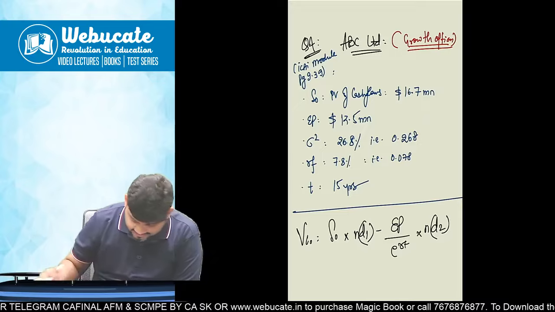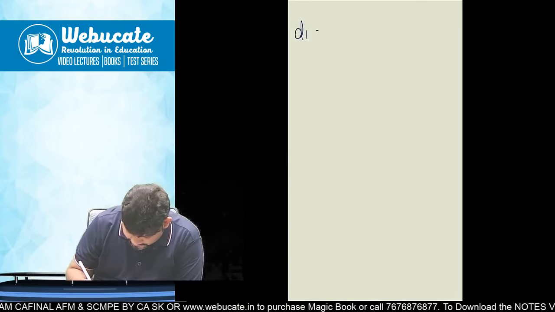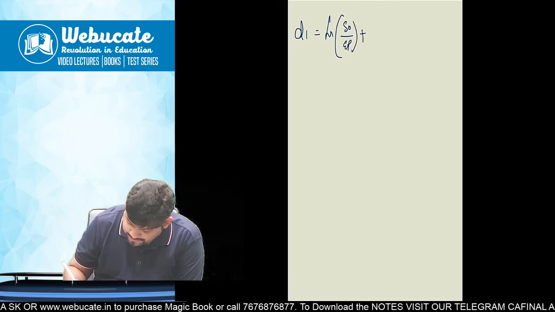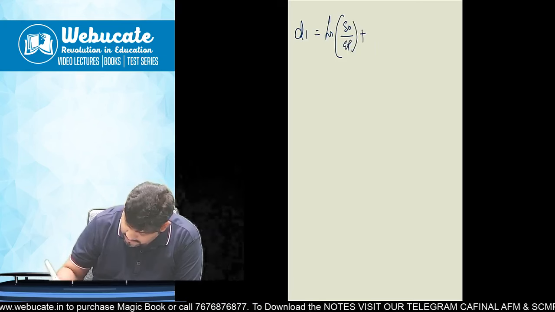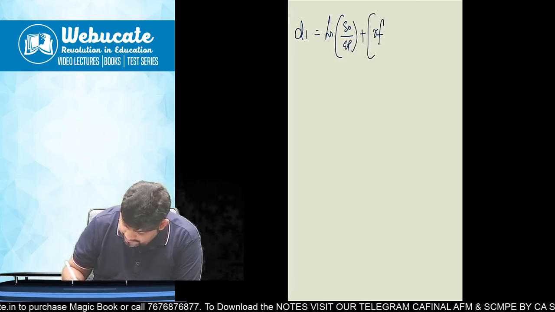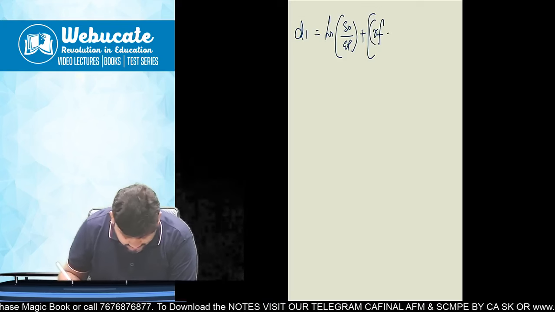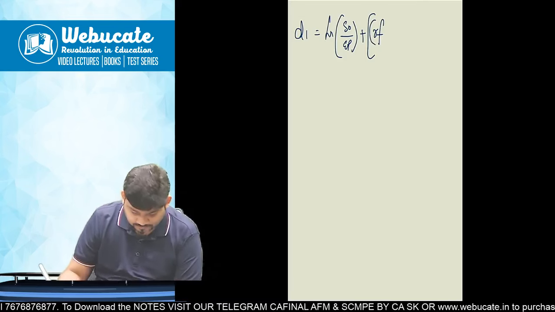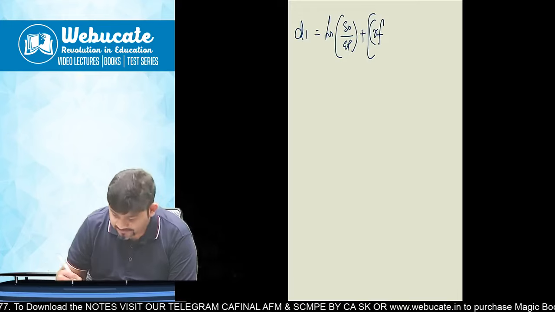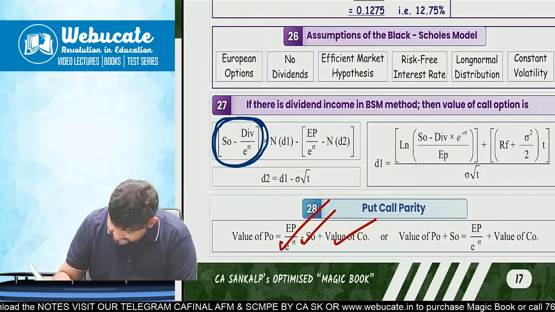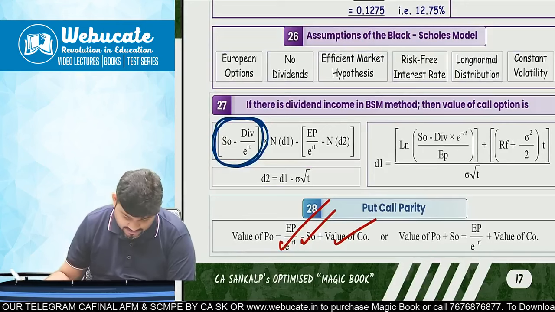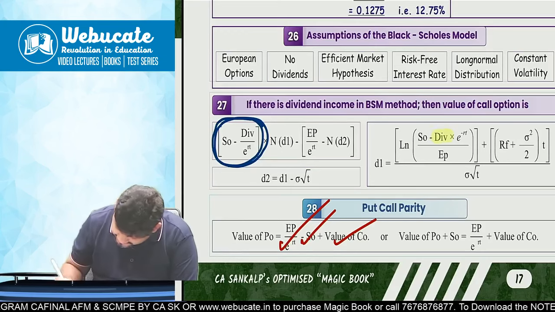So we will start with d1 is equal to natural log of SO upon exercise price plus RF, minus, no, sorry. What we have to do? Plus sigma square. Now, there is one change that we will have to do here. And what is that change? Is now what I am going to tell you. And that is relating to this dividend.